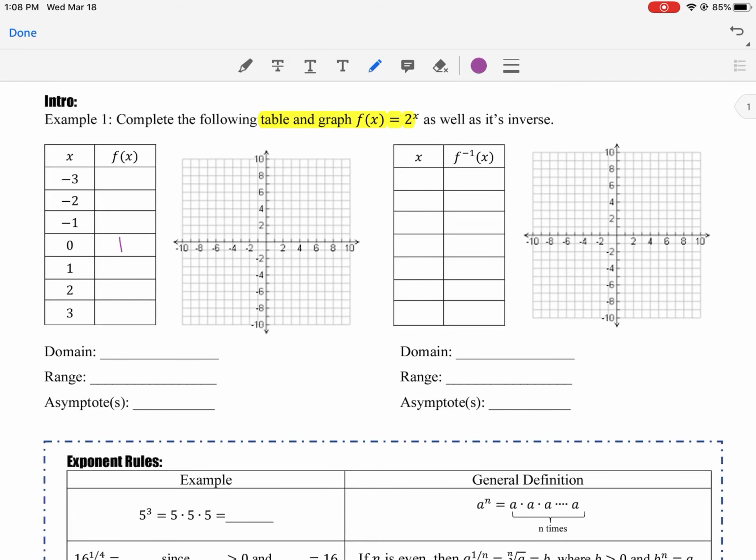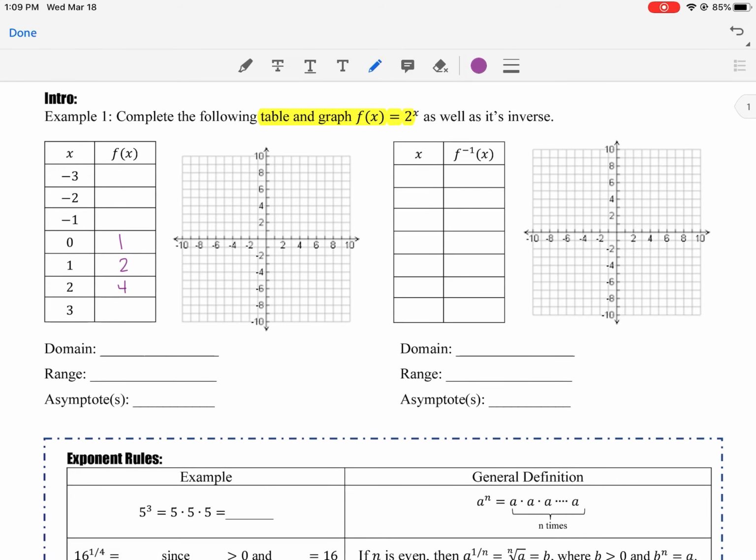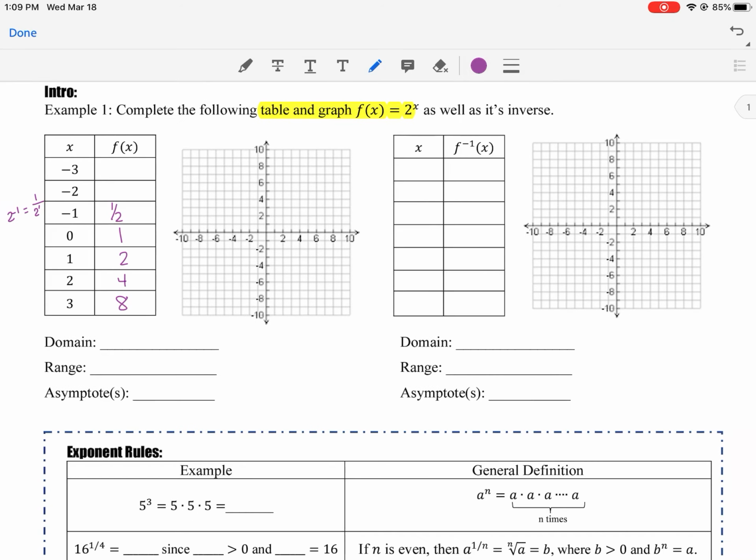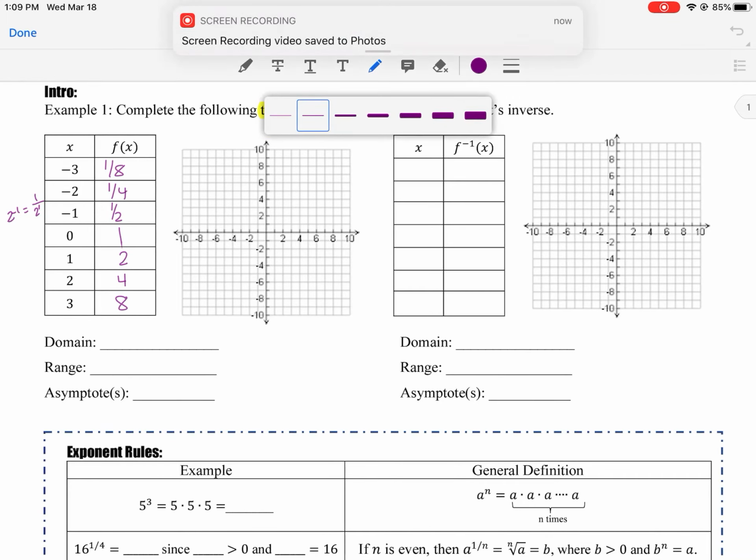2 to the first is equal to 2. 2 squared is equal to 4, 2 to the third is equal to 8. As for negative exponents, 2 to the negative 1 is the same as 1 over 2 to the first, so you get 1/2. 2 to the negative 2 is 1 over 2 squared, so you get a 4th. So what do you think you get for the last one? An 8th. Notice it has a relationship with the bottom part of the chart, but in fractional format. Okay, so let's go ahead and plot these points.